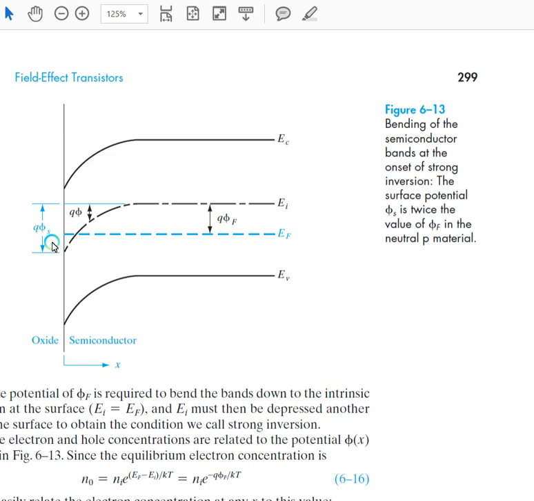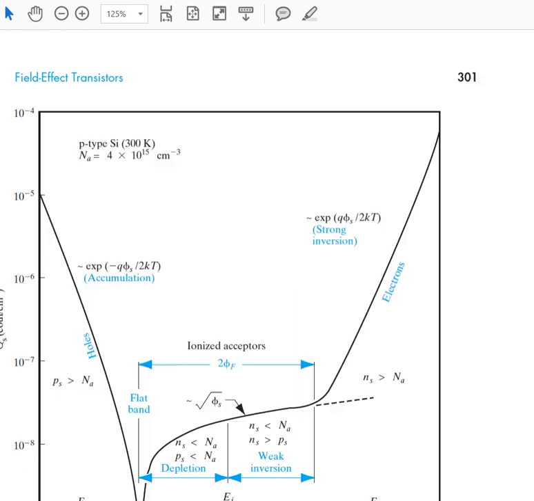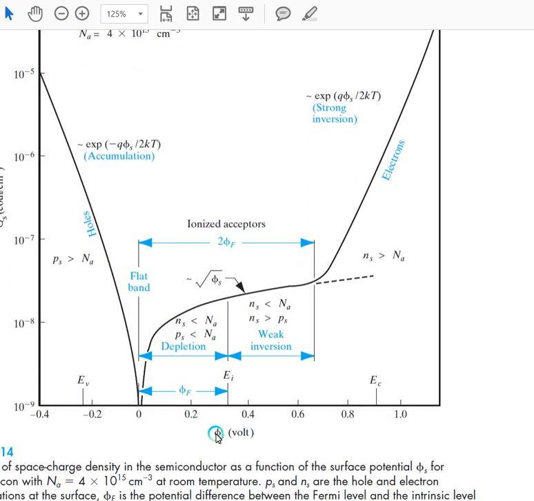We are taking negative along the top side and we are taking positive along the bottom side. Now this is the phi s which we are plotting here. That is phi s 0, negative along this side, positive along this side.